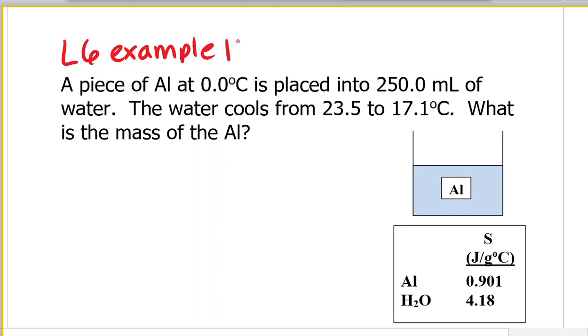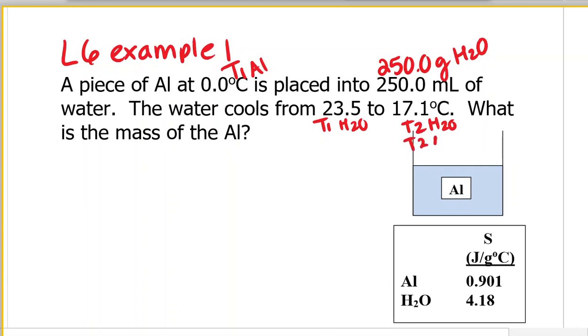Let's look at the givens in this problem. We have a piece of aluminum starting at 0, so this is T1 for the aluminum. And then we have a volume of water, and we know that this can be used for the mass of water. And then we have the water cooling, so this is T1 for the water and T2 for the water. And we know that the T2 for the water is going to be the same as the T2 for the aluminum because heat will be transferred until the temperatures are equal.